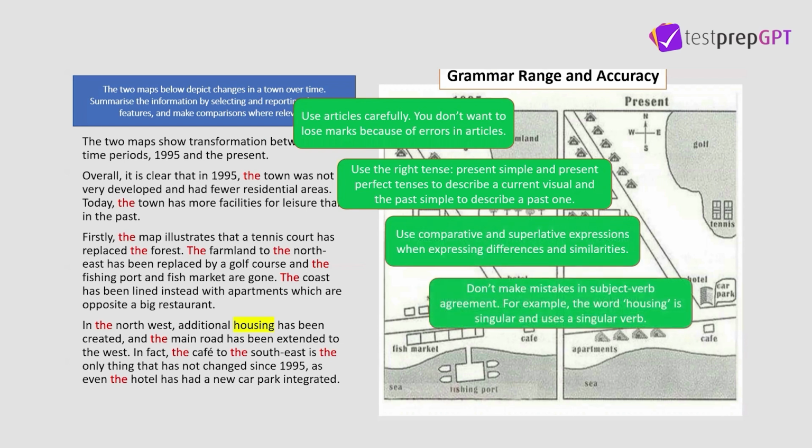And also, please be careful of subject-verb agreement. You can lose precious marks by making this mistake. So for example, the word housing is singular, so you use a singular verb. If you're not sure about articles or subject-verb agreement, practice this in advance. Do some exercises to help you. Last but not least, watch your punctuation.